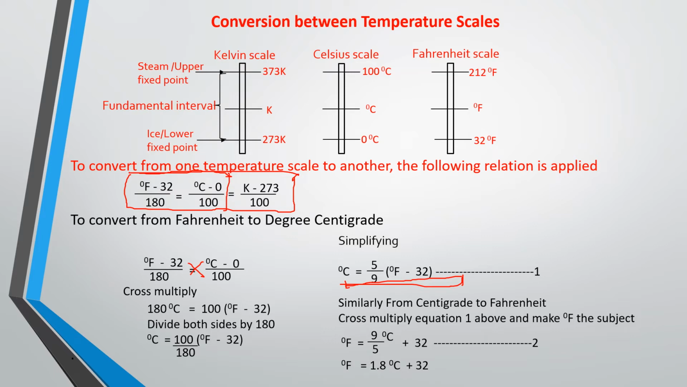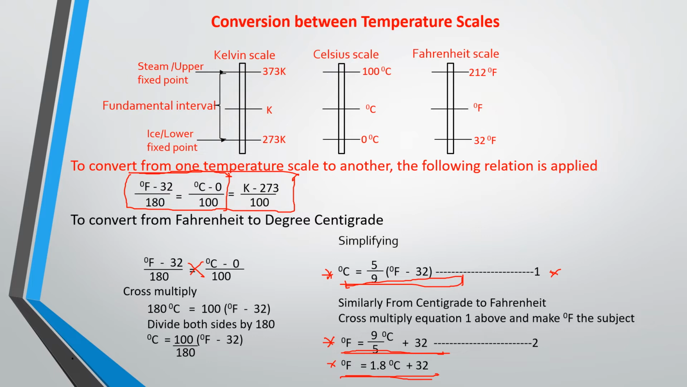Also, if I want to convert from centigrade to degree Fahrenheit, what you just need to do is to make degree Fahrenheit the subject of this formula. And if you do that, you are going to have this. And if you divide 9 by 5, you have 1.8. So you can use either this to convert from degree centigrade to Fahrenheit, or this. Is that okay? So these are the equations for converting from degree centigrade to degrees Fahrenheit, and from degree Fahrenheit to degrees centigrade, depending on the equation that you are given.